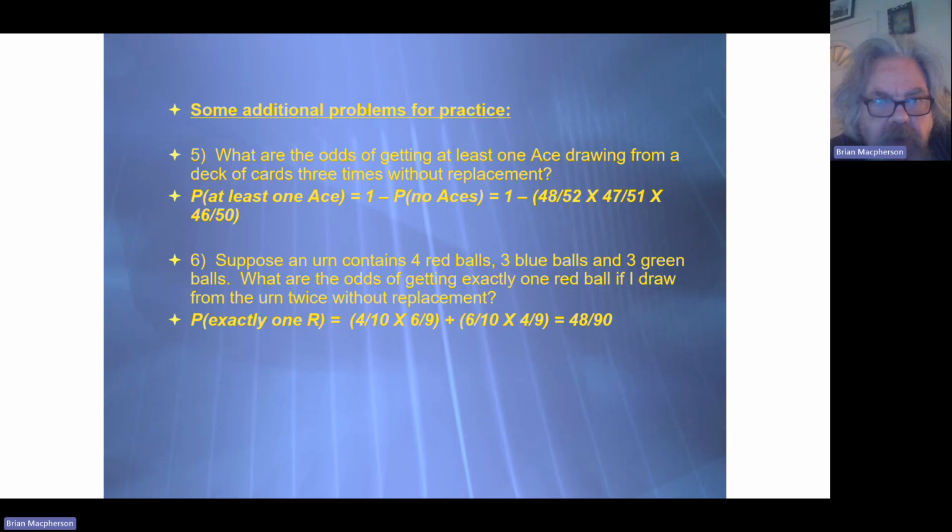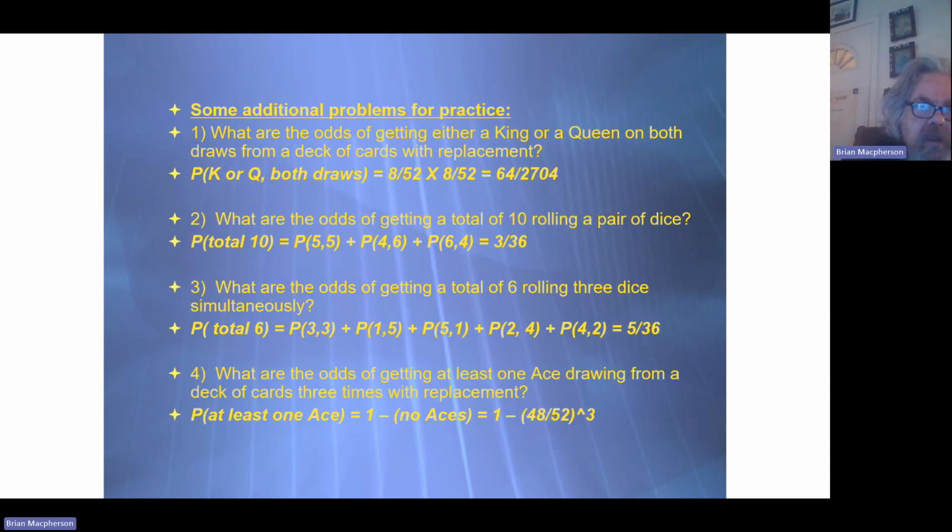So the first time I draw, the chance of getting no aces, remember I'm using the complementation rule, it's 48 out of 52. But the second time I draw, there's one less non-ace and one less card in the deck, so it's going to be 47 out of 51. And the third time I draw, it's going to be 46 over 50. Okay, so do you see then the difference between number 5 and number 4?